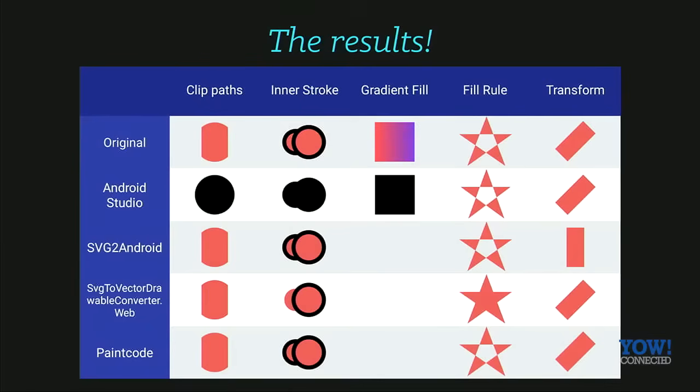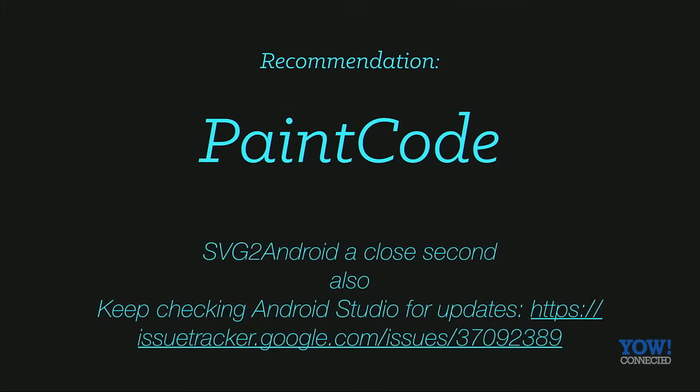SVG to vector drawable converter dot web had a number of issues apart from its terrible name. You can see that it had some problems with the inner stroke one, and the fill path thing got a little bit messed up. And lastly, we've got PaintCode. Apart from the gradient drawable, which nobody at all supports, PaintCode worked really, really well and gave us some really good conversion there. Therefore, based on all this, we recommend using PaintCode. It does cost $99, so if you don't have a copy or you want to do bulk import, then SVG to Android comes as a close second, particularly if you've got a nice clean set of SVGs.